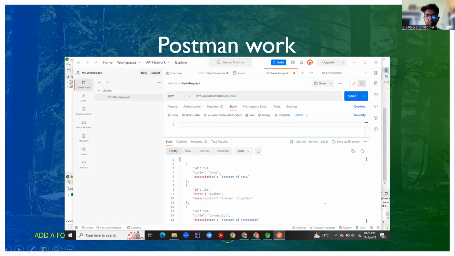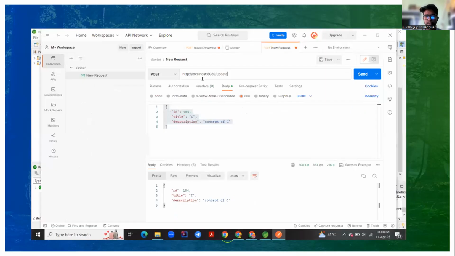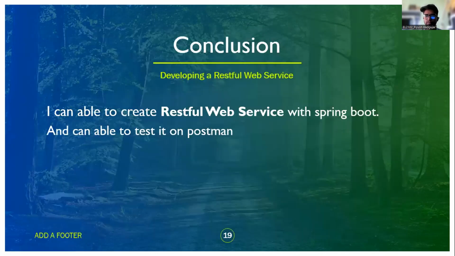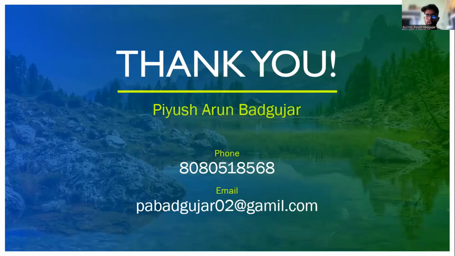So this is how my Postman work is. I have used localhost and I have a few items already assigned to it. After the update section, I am able to update it and it gets reflected on my website. So this is how I used Spring Boot to develop a web service and test it with the Postman service. Thank you so much. That's all from me.